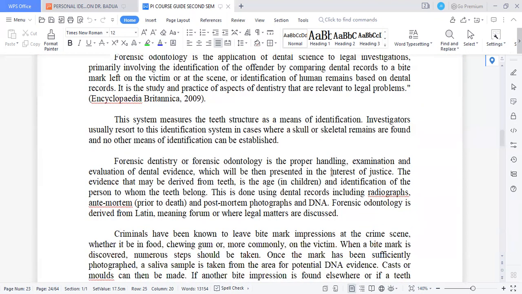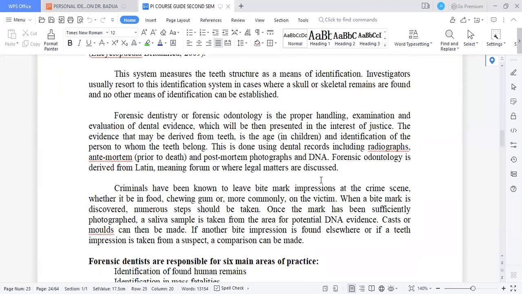Aside from that, this is also the system that measures the teeth structure as a means of identification. Just like fingerprints, we are unique from each other, same is true when it comes to our teeth structure. In this particular field also, it involves the proper handling, examination, and evaluation of dental evidence. And this is being conducted for the purpose of the interest of justice, and that this dental evidence would be of help in administering justice.